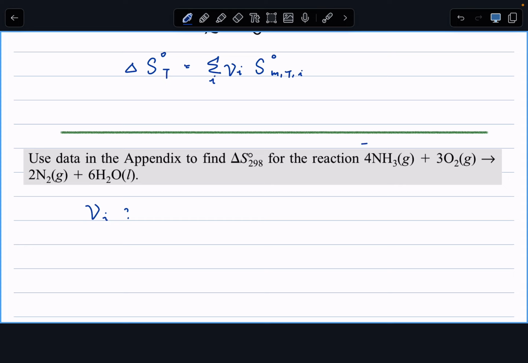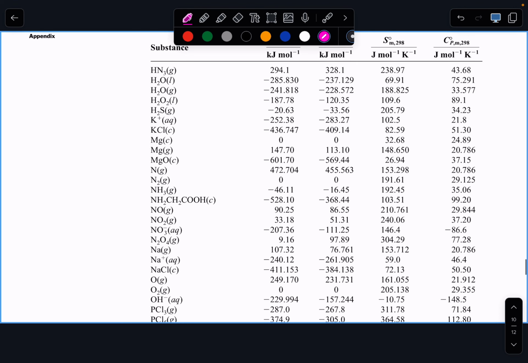So for NH4, that's -4. For oxygen, that's -3. For nitrogen, that's 2. For water, that's 6. One thing I want to highlight is when you're looking for this number in the appendix table, you want to focus on the phase of that species. For example, when we're searching in the appendix table, we want to have NH3 as a gas. So that's the one we want to use.